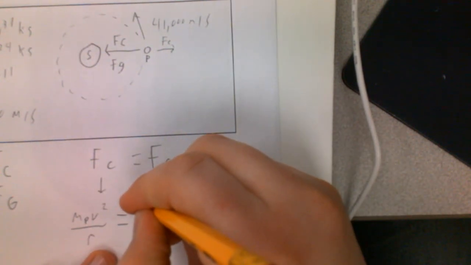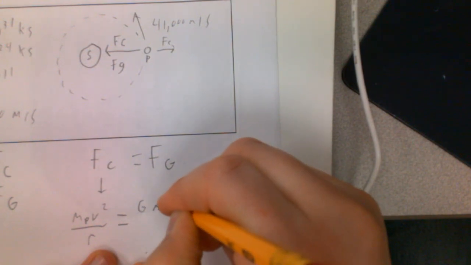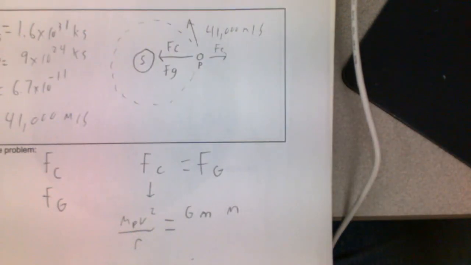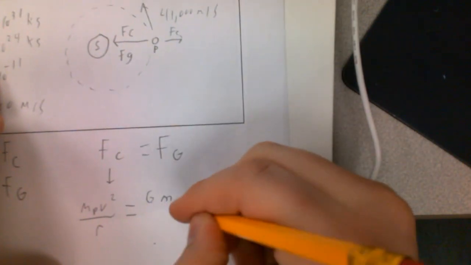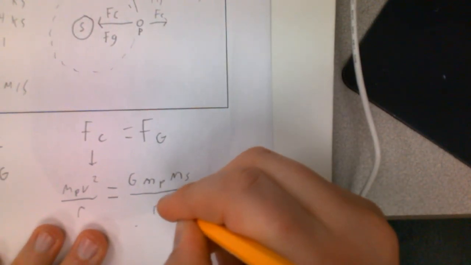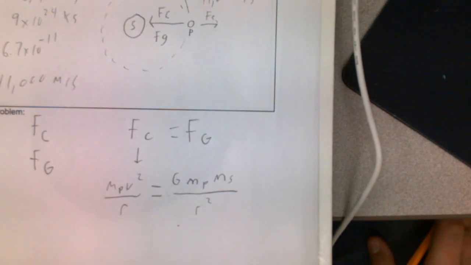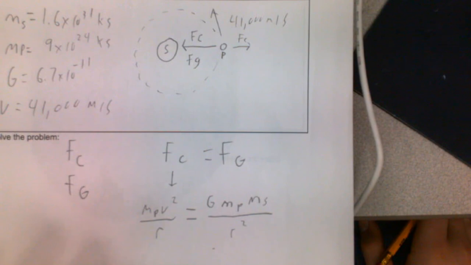So, like I said, that is G times M1 times M2. In this case, M1 and M2 just refer to the mass of the objects. I called them MP and MS for mass of the planet and mass of the star. The order doesn't matter because they're just getting multiplied, and then that's divided by R squared. Okay, cool. So now, the easy part is just math.